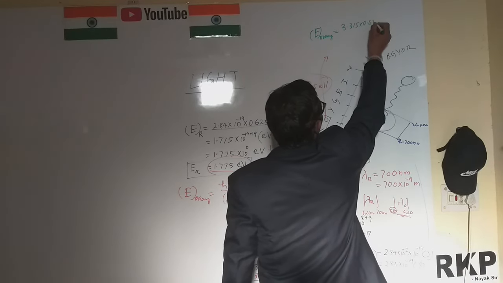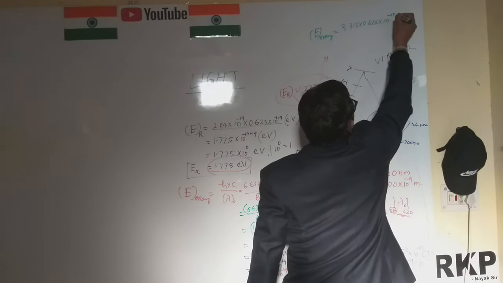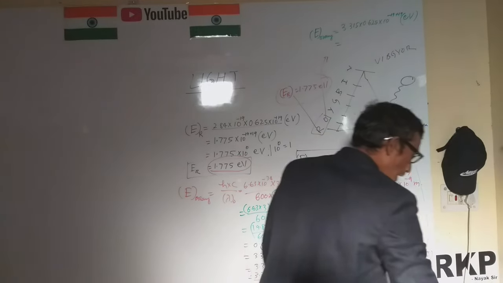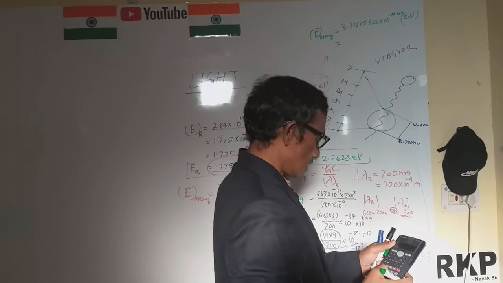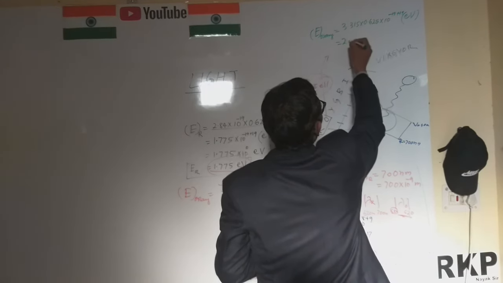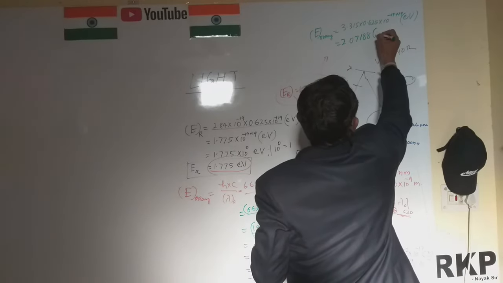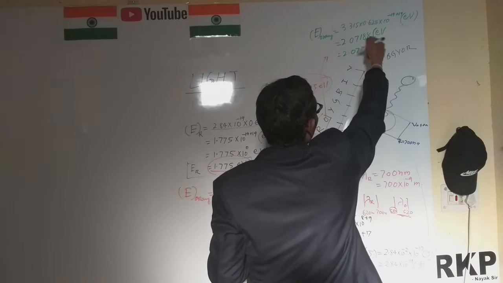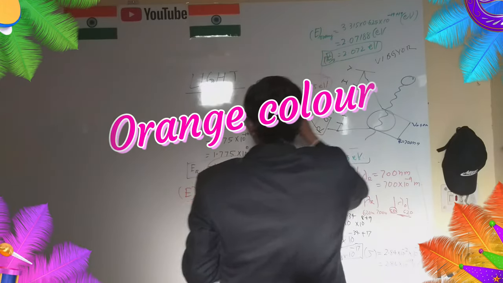3.315 into 0.625 into 10 to the power plus 19 and minus 19; minus 19 and plus 19 cancel, and the unit is electron volt. It will be 3.315 into 0.625, that is 2.07188 electron volt. So you can say this is 2.072 electron volt, which is the energy of orange color, and the other is the energy of red color.